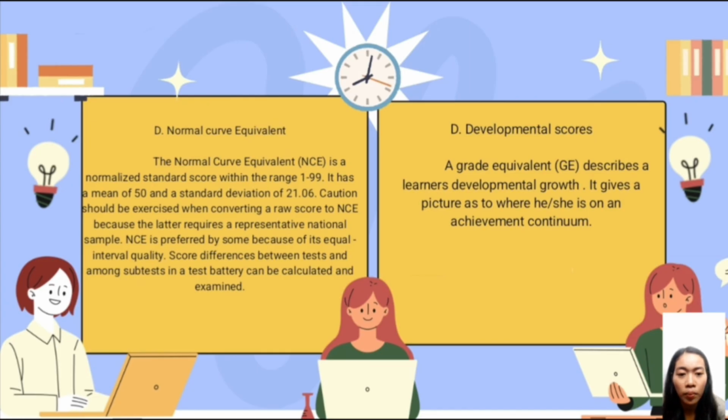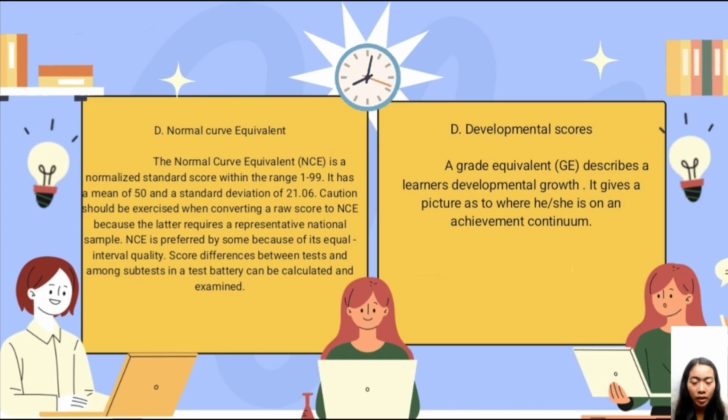Standardization allows for comparison of scores across different tests and subtests, offering insights into relative performance. While NCE scores are considered equal interval, caution is necessary when converting raw scores to NCE to ensure the reference sample is nationally representative, thus maintaining the validity of the assessment.